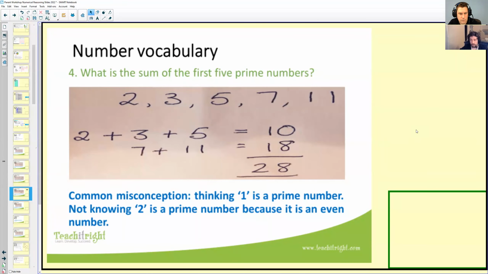The sum of the first 5 prime numbers. It's incredibly easy to start on 0 and 1, miss 2, start on 3, and it's all gone wrong. So you need to ensure you know your prime numbers and know what sum means. Again, there are multiple opportunities to prevent students from accessing the question.